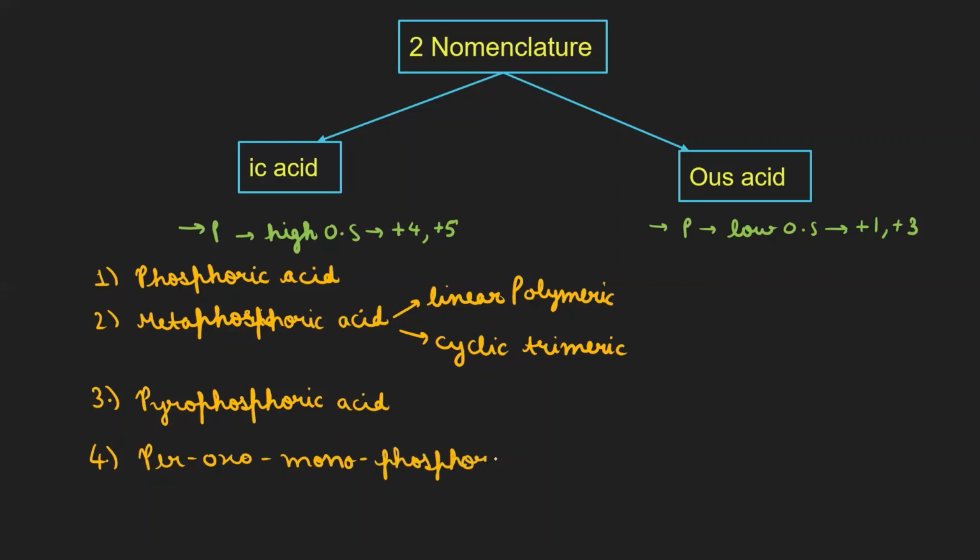Here, this peroxo word means the oxygen-oxygen linkage. Okay, the fifth member of this series is hypophosphoric acid.